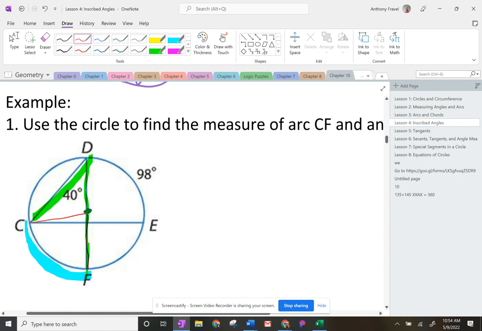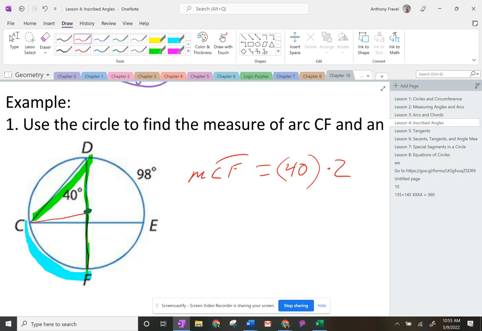So for me to figure that out, I'm going to say the measure of CF is going to equal that 40 degrees, because that's on the opposite side, right? And I want to find the central one. So if they give me the smaller number, the outside, I'm going to multiply it by 2, because they gave me this angle that's way at the other side, that inscribed angle. Okay? And I want to find this one. So I'm going to take that inscribed angle times 2. So I'll be able to find out that the measure of CF is going to equal 80.